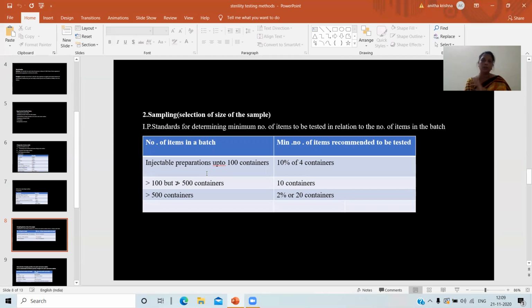The same way, we are not going to use the entire sample, the entire lot, for testing the sterility. If one ampule contains contamination, then the entire batch contains contamination. If one ampule shows complete freeness from the contamination, that means the entire batch is free from contamination. So you need to select the number of containers to be used to test the sterility. So that is your second step, that is sampling.